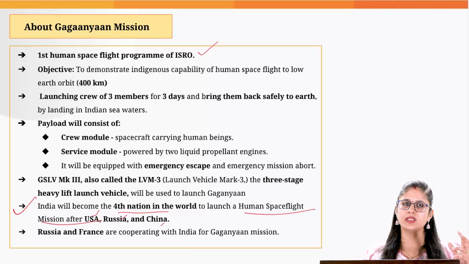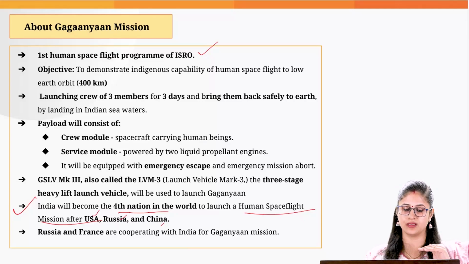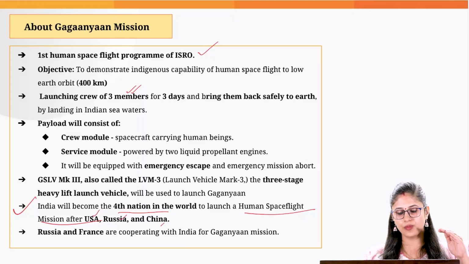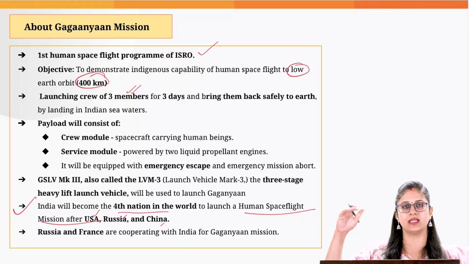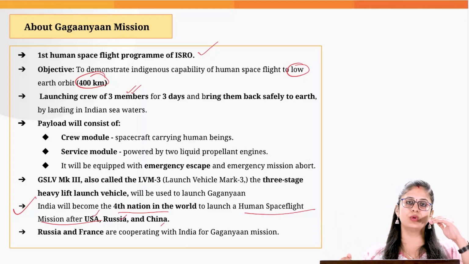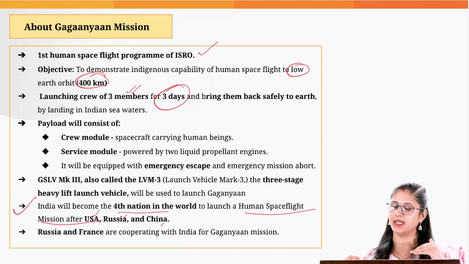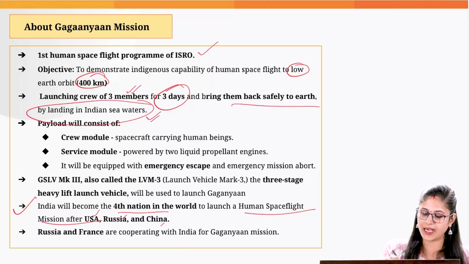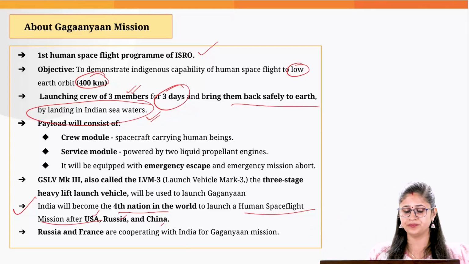Now, what are we going to do in this mission? It is a manned space flight mission. In this mission, we will have 3 astronauts who would be sent to a height of around 400 km, basically in the low Earth orbit, for 3 days. After 3 days, we will be bringing them back safely to the Earth, and we will be doing the landing in the Indian sea waters. Basically, the landing is done in the Bay of Bengal, to make sure that they return to the Earth safely also.